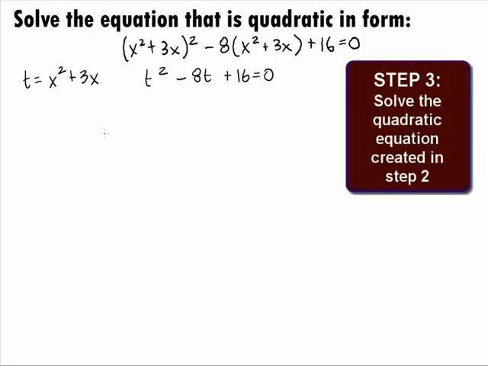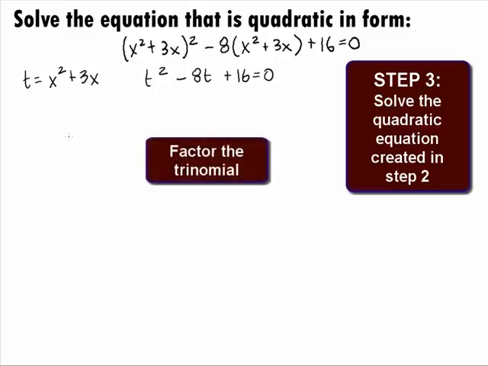In step 3, we need to solve the quadratic equation created in step 2. If you need a review on solving quadratic equations, feel free to go to College Algebra Tutorial 17. Since this quadratic does factor, let's go ahead and solve by factoring. Factoring the trinomial on the left side, we will get t minus 4 times t minus 4 equals 0.